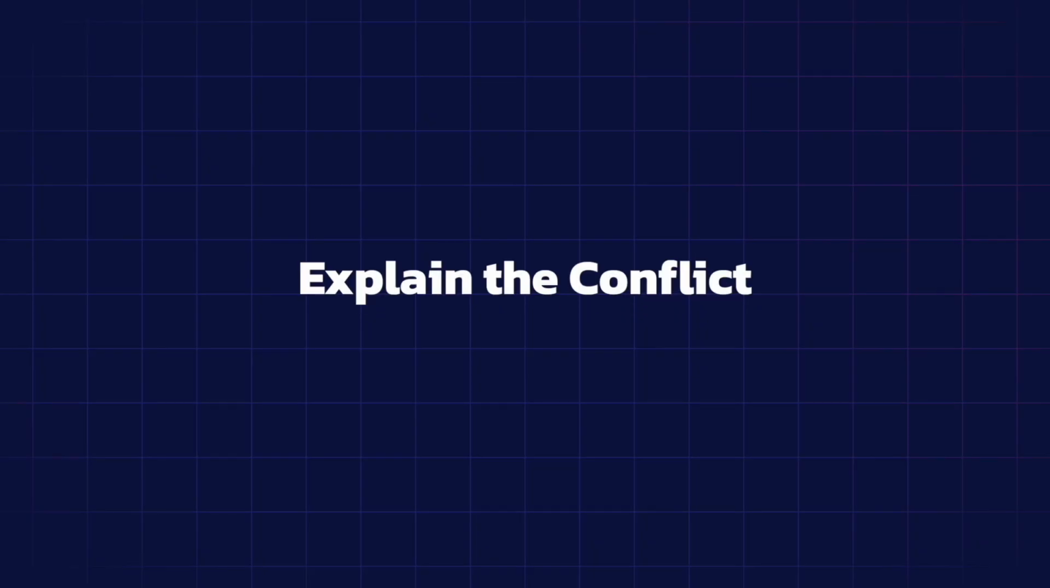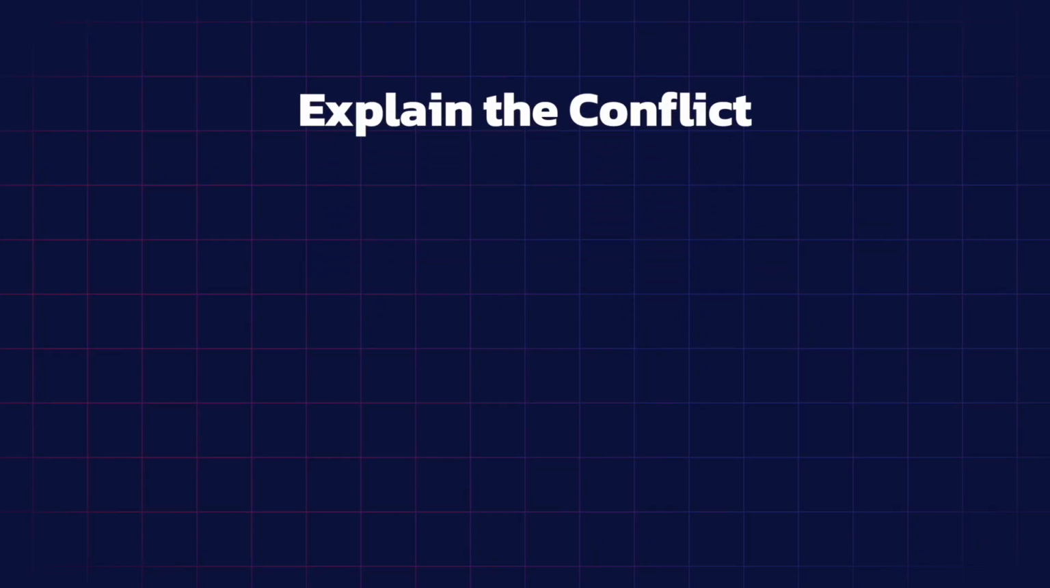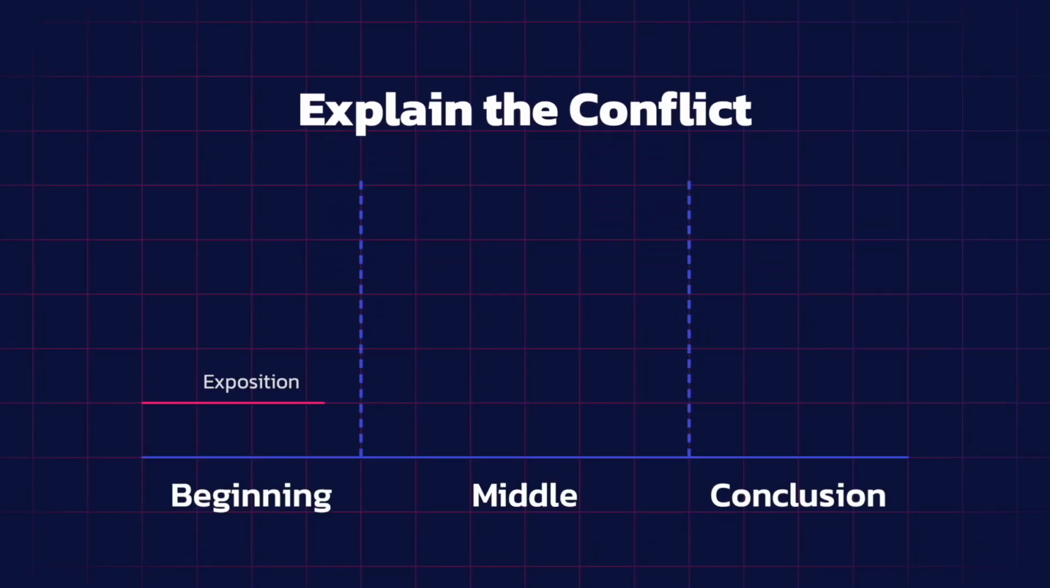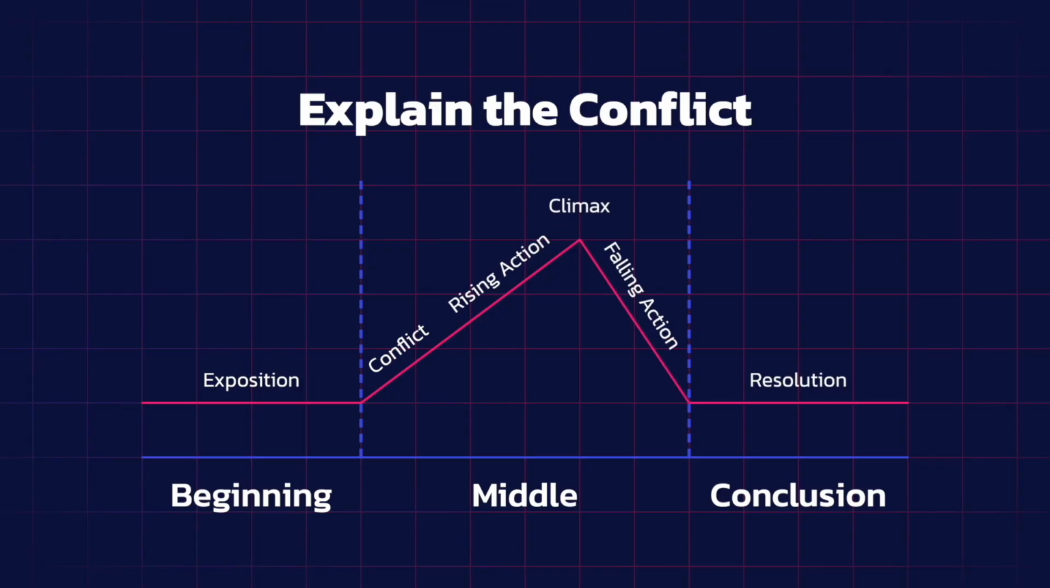Third, explain the conflict. Like any good story, there's a plot. Remember the structure from literature class? Rising action, climax, and resolution. You want to create that same structure within your data story.